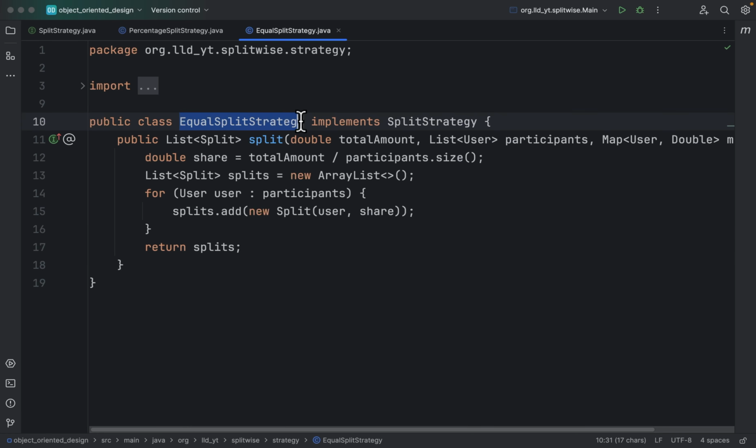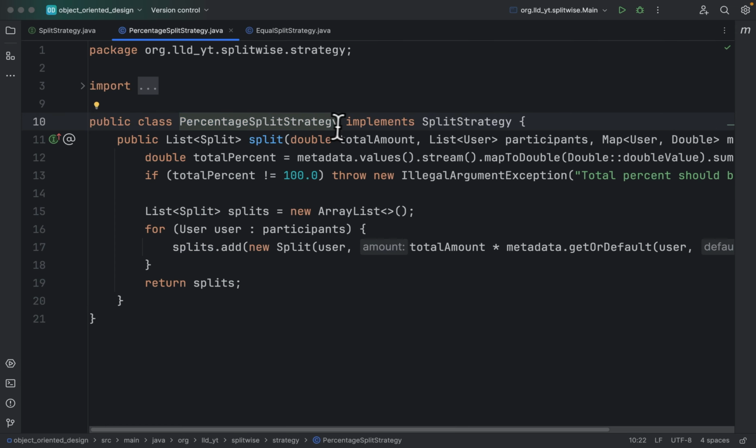In the equal split strategy, we would be splitting this amount equally between all those participants, right? So for that, I am dividing this amount by the total number of participants. So this is the share for all the participants, right? Then I am iterating through all the participants and creating a new split object for each of those participants. And in this object, I would be adding that participant and their share. And finally, I am returning the list of split. So this was the equal split strategy.